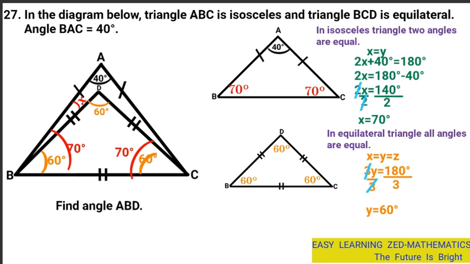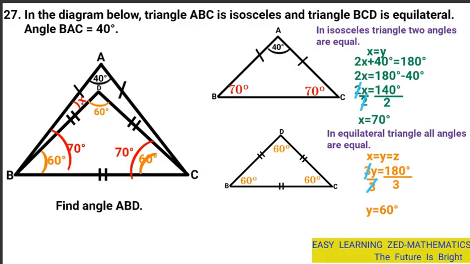Now what we can do is pick one corner of the triangle. We can pick the one on the left side, where there is B. We can look at that. The angle which is big there is 70 degrees, and the angle which is smaller there is 60 degrees.